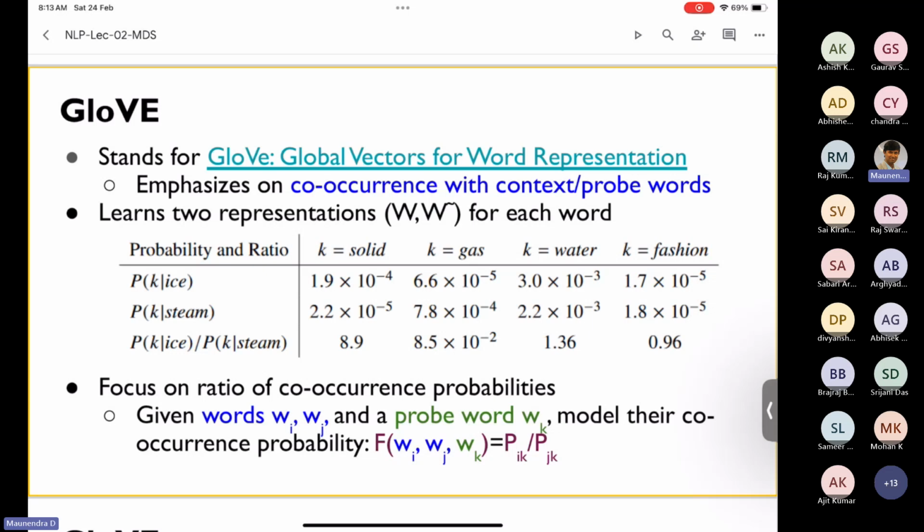On the other hand, if you look at the first two columns, where the ratios come out to be 8.9 and 8.5 into 10 power minus 2, so say 0.85, these values are either very high or very low. That means the probe word is close to one of those words. Now, this way, you can find how the different words bind together.